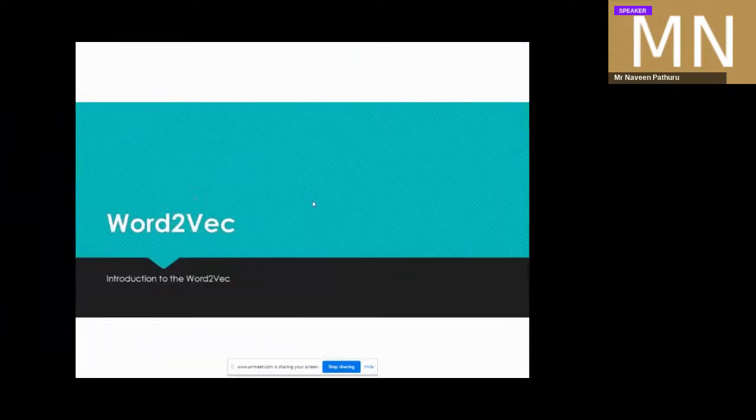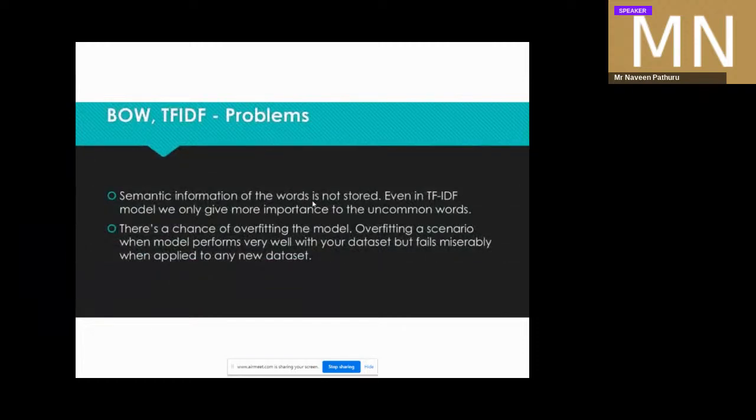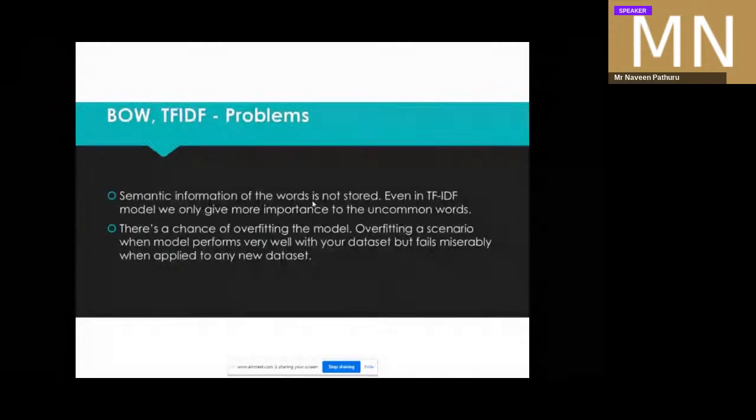So let's go one step ahead. Let's also take a look at a slightly deeper learning concept. We have not talked much about deep learning methods, but let's talk about another advanced concept called word to vector, guys. Generally, semantic information of the words is not stored when we use bag of words or TF-IDF, the concepts that we discussed yesterday. Semantic means there is some hidden meaning in the textual data that is not being identified. Even in the TF-IDF model, we only give more importance to the uncommon words.